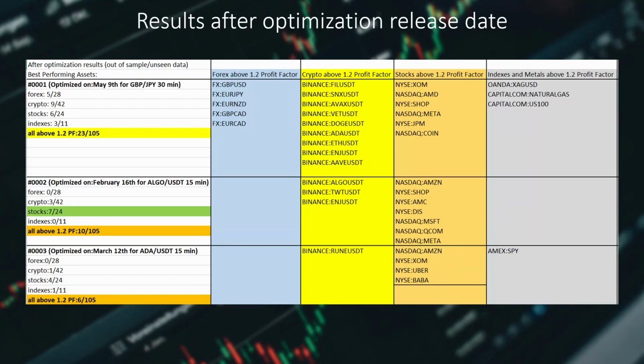In this spreadsheet, I listed all the pairs that had a higher than a 1.2 profit factor based on backtesting results generated on the after optimization release date price data. For example, here you can see the results for the 0001 optimization. Altogether, I checked 105 assets, and 23 out of those assets produced backtesting results above a 1.2 profit factor. You can see all the assets that passed the test listed on the right side.